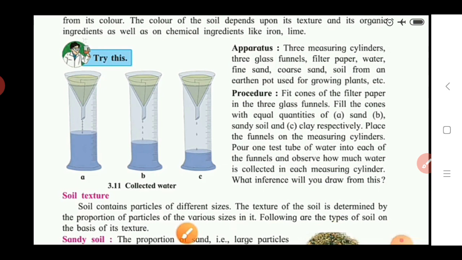Following are the types of soil on the basis of its texture. Texture means which size of particles it contains. If we see the above activity A, B, C, the texture of the clay is fine as compared to A and B, because particle size is very small in the clay as compared to the fine sand and coarse sand. So depending upon the particle size of the soil, the texture will be decided. See here which three types there are depending upon the soil texture.